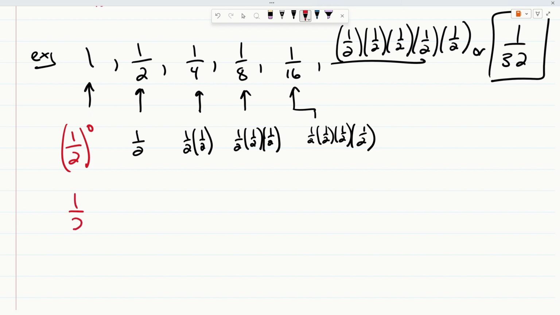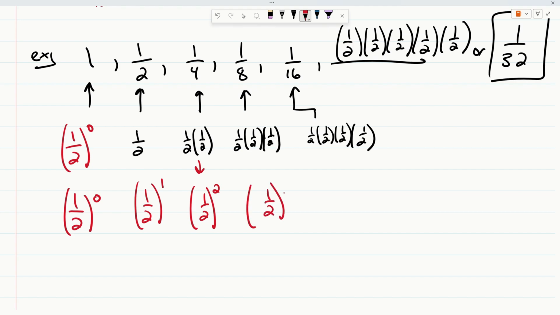Well, if this is 1 half to the 0, then this would be 1 half to the first. The next number is 1 half to the second because you have 2 of them. The next one would be 1 half to the third. Next would be 1 half to the fourth. And finally, our last one is 1 half to the fifth. So you will see stuff like this, okay? Just a matter of finding these patterns. To help, practice. That is really what really helps with this, is practice, okay?